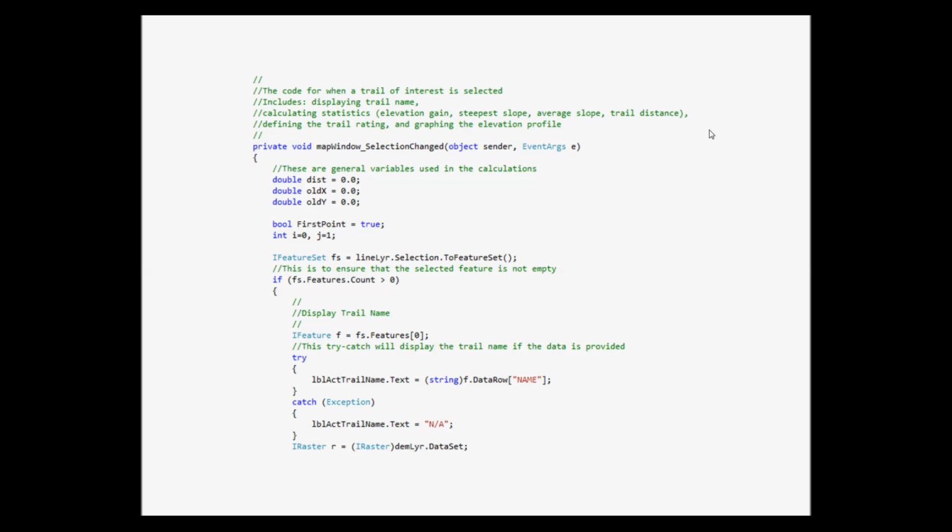And the way we do that is you click the select button that Jaycee showed earlier, and that activates, when you select a trail then in the map window, that activates this selection changed function.